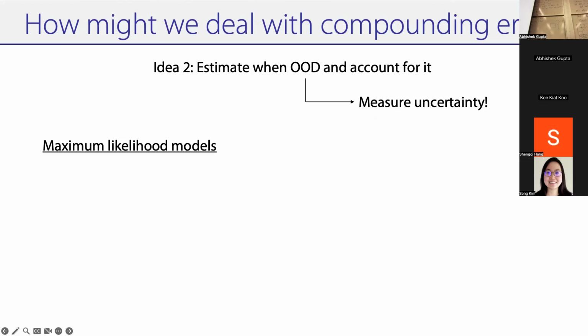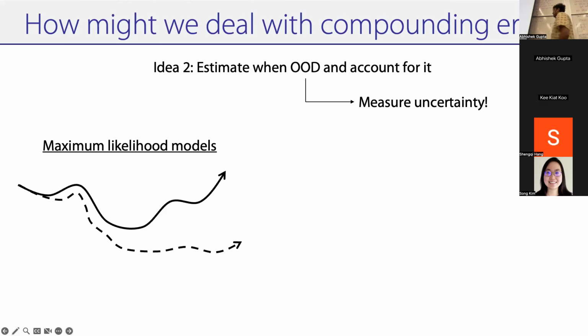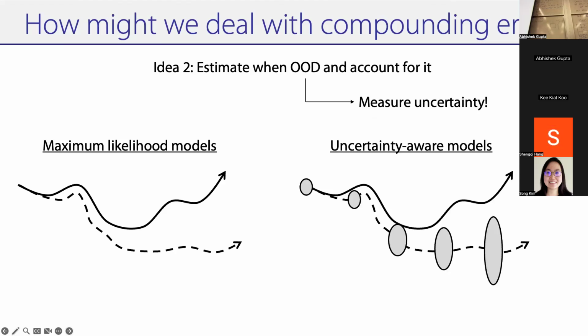And so typically when you have a maximum likelihood model, your true is in solid, your rollout is in dotted, but you can't really tell that this thing is uncertain. What you want is to be able to tell that, as I'm going more and more out of distribution, I'm getting more and more uncertain. And if I can tell that, then I can penalize that in planning. I can say that I don't want to deal with rollouts that are uncertain. I just want to plan under where I'm certain.